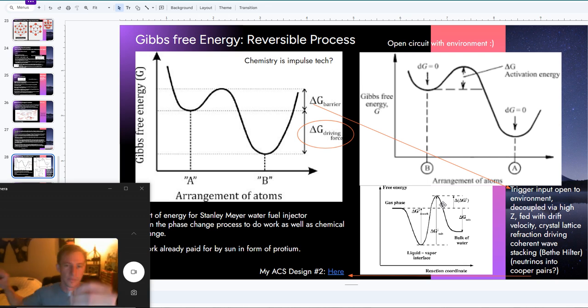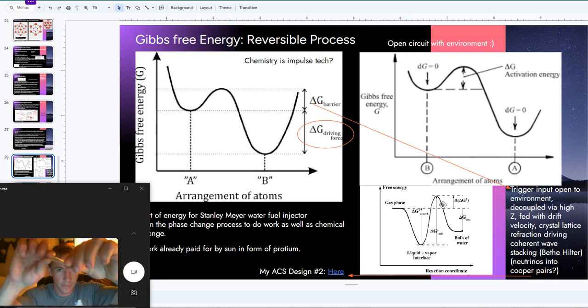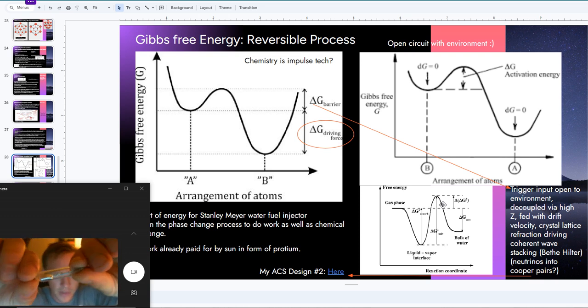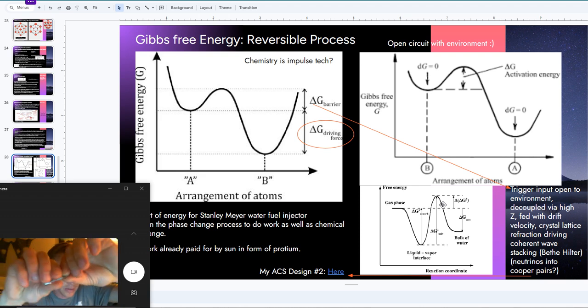Check out these little tilt switches. Isn't that so cool? I think it's cool.